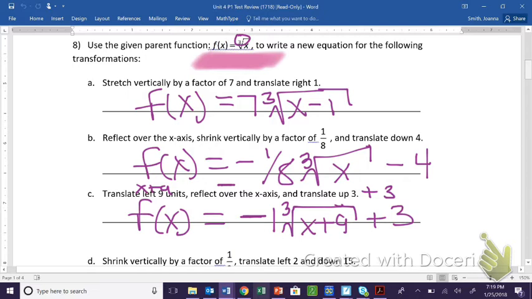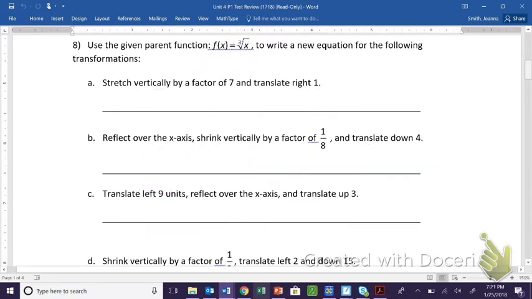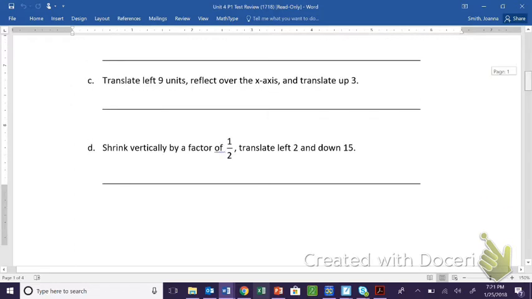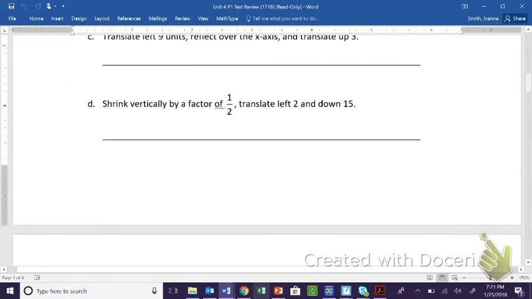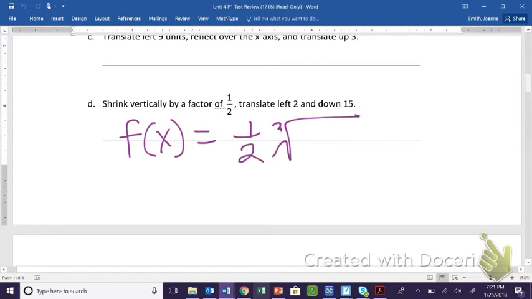All right, I'm going to continue to scroll down. Nope, if I can, apparently I can't. I'm going to scroll down. There we go. Last but not least, D. F of x, shrink vertically, 1/2, square root, nope, cubed root, got to pay attention to that index, x plus 2 minus 15. I'm going to drop that down so I know it's not added to anything else. Hope that works.